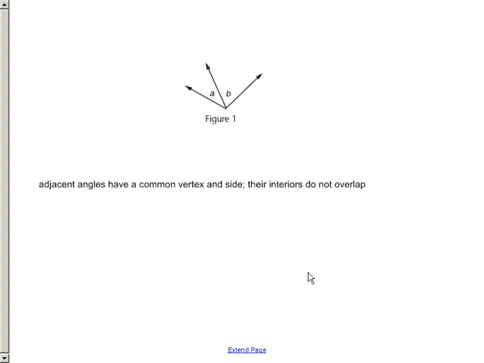So one of the new vocabulary terms was adjacent angles. This drawing is an example of adjacent angles. They have a common vertex and they have a common side. Their interiors do not overlap. So we have angle A right here is adjacent to angle B. Adjacent means next to. So they share this vertex and they share this common side.